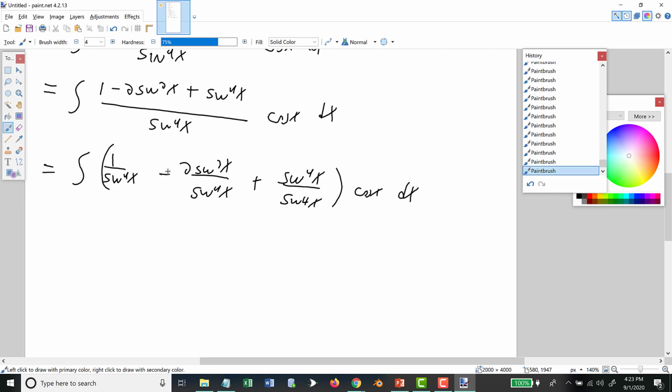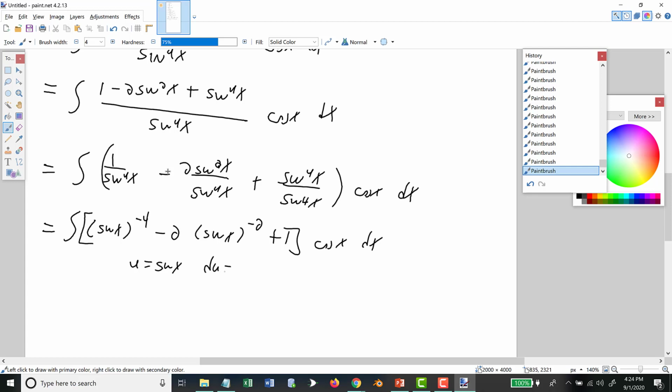Now I'm going to rewrite all those as sine to a power. This, I can take sine to the fourth power up on top, becomes sine to the negative 4. These, that's 2, this is sine squared. That cancels the 2 of these, so it gives me a sine squared down below, bring it up on top. I've got minus 2 sine to the negative 2. And those cancel, gives me 1 cosine x dx.